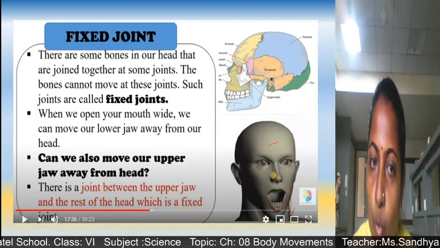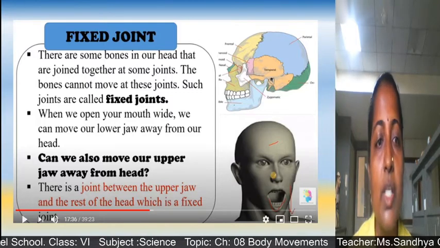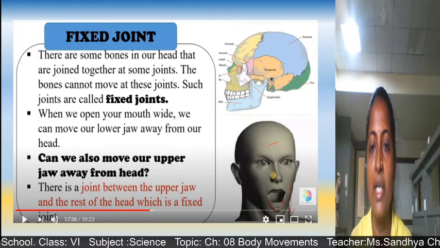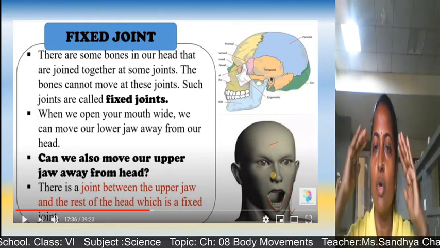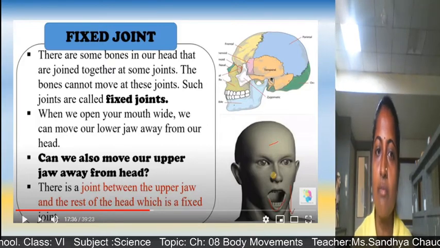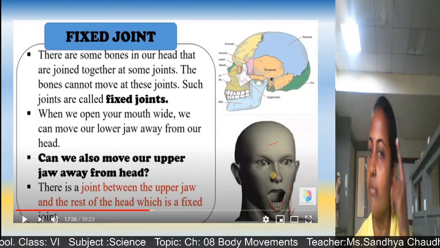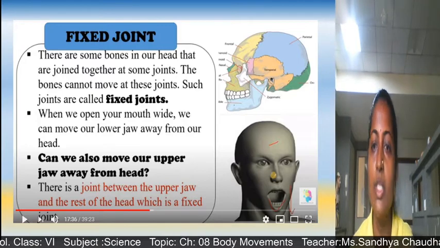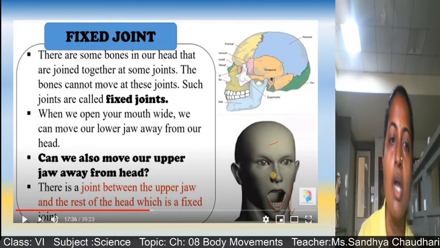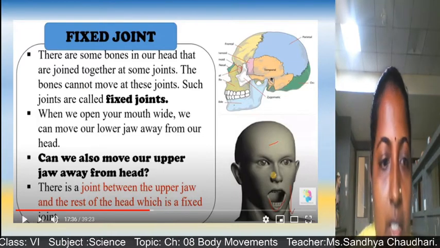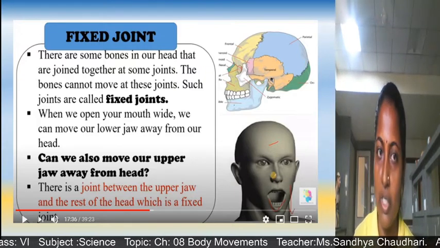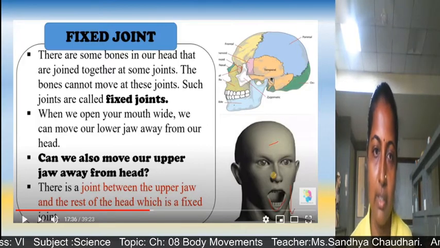When we open our mouth wide, we can move our lower jaw away from the head. But if I want to move the upper jaw, it is not possible. Can we move our upper jaw away from the head? No. Only the lower jaw is movable. So there is a joint between the upper jaw and the rest of the head, which is a fixed joint, or we can say an immovable joint.